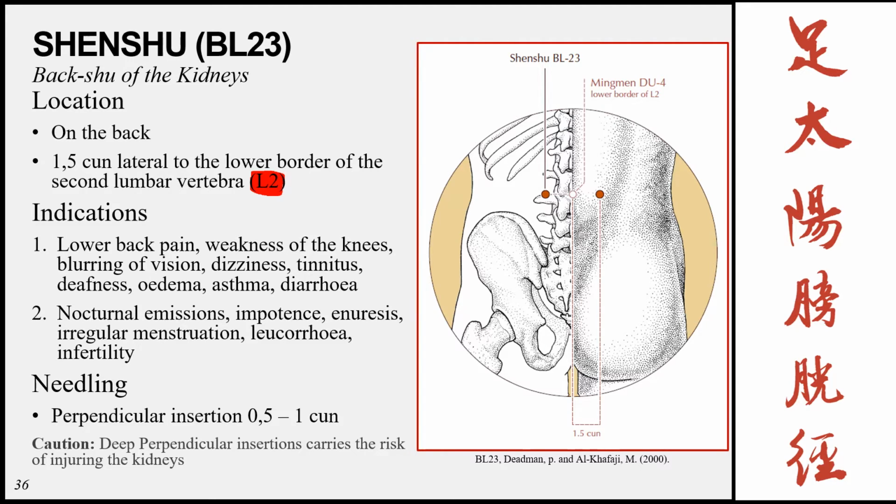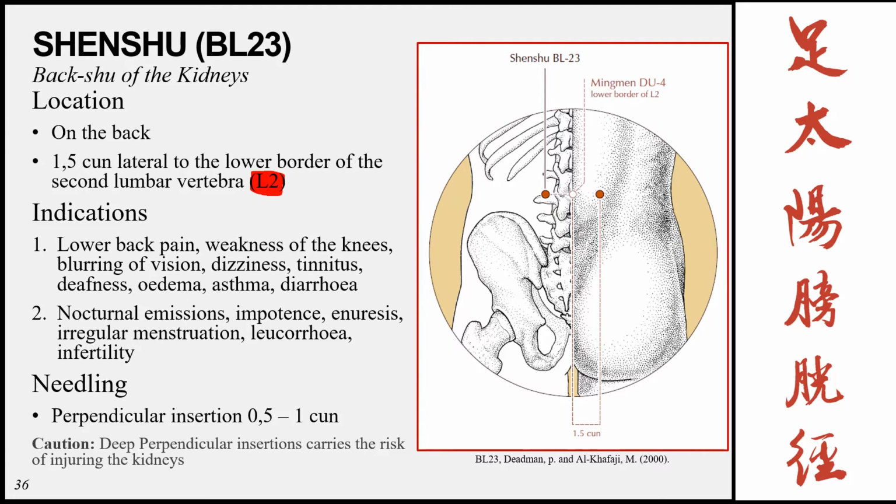But the other indications, these are related to dysfunction of the kidney organ. So this is things such as weakness of the knees, blurring of vision, dizziness, tinnitus, deafness, edema, asthma, or diarrhea. These will all be due to dysfunction of the kidneys. Then also from the other function of the kidneys in governing the reproductive system, we can also use this point for dysfunction in the reproductive system. This is symptoms such as nocturnal emissions, impotence, enuresis, irregular menstruation, leukorrhea, and infertility.